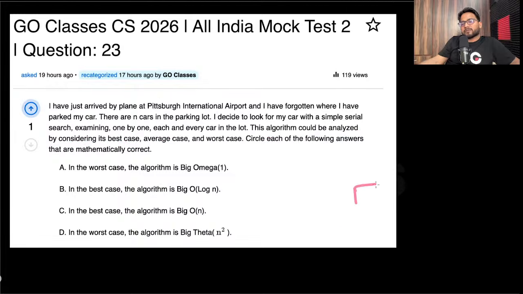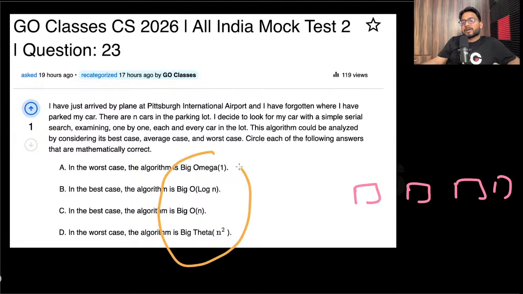So basically, they are saying there are different cars and I want to search for my car serially. Obviously this is just a linear search, and they are asking just about linear search. But the question is more interesting because they are testing your knowledge related to asymptotic notations, right? So this is big omega, which means this is like this. This is big O. This is theta.